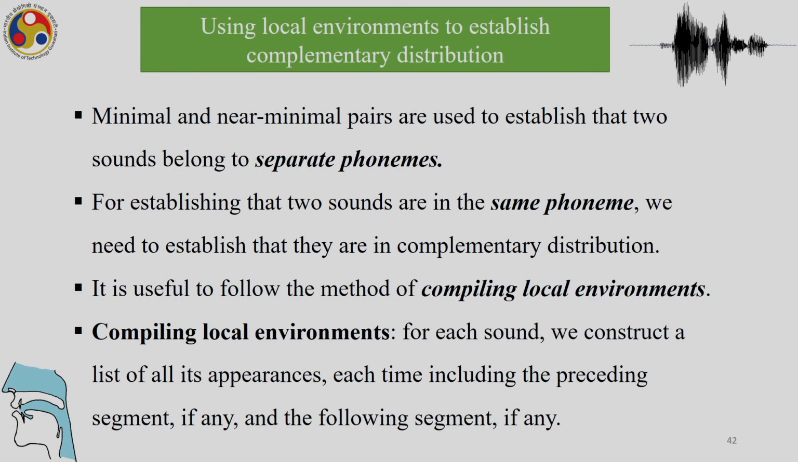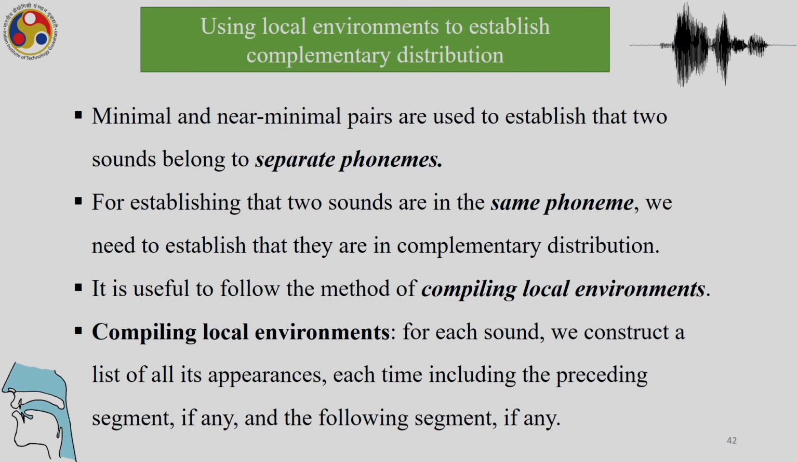Minimal and near minimal pairs are used to establish that two sounds belong to separate phonemes, just like minimal pairs. And for establishing that two sounds are in the same phoneme, we need to establish that they are in complementary distribution. So if they are variants, different manifestations of the same phoneme, we have to establish that they are in complementary distribution.